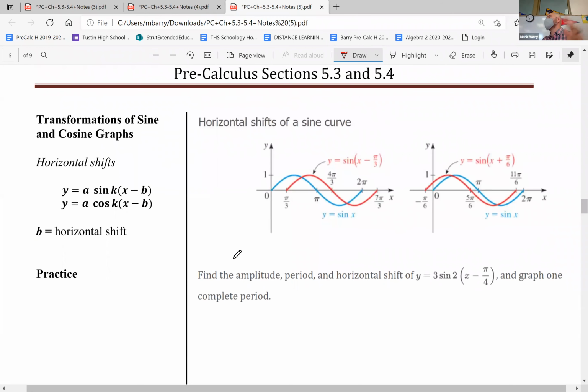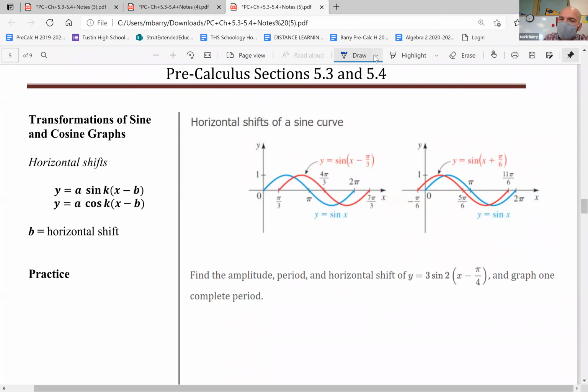All right, so now we've got one more transformation to look at here, and that is horizontal shifts on the next page. Okay, so horizontal shifts, we mentioned this at the beginning of this section in part 1 on Friday, but a horizontal shift is adding or subtracting inside the sine or cosine. Remember, if it's adding or subtracting outside the sine or cosine, that is an up-down shift. If it's adding or subtracting inside the sine or cosine, that's a left-right shift. And also remember that these are counterintuitive. So this one that says x minus pi over 3 actually shifts it to the right pi over 3. And then this one that's plus pi over 6 actually shifts it to the left pi over 6.